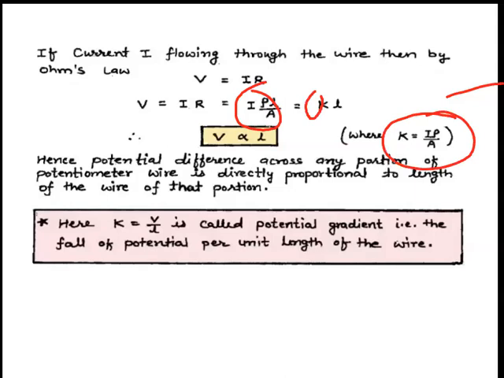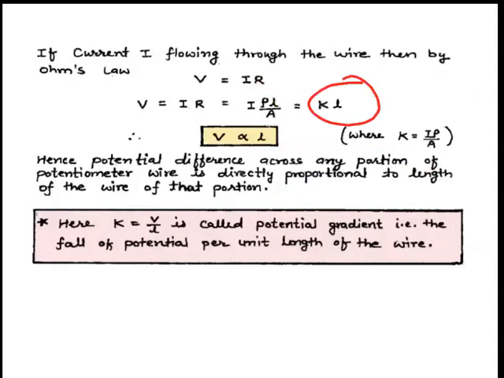So here we will see that V is equal to KL and K is a constant. So if we remove the constant, the equal to sign will disappear and we will get a proportional sign. So V is what? The potential difference across the portion of potentiometer wire is directly proportional to the length of the wire of that portion.